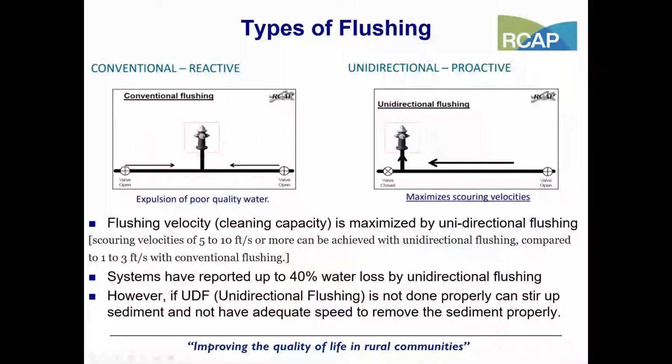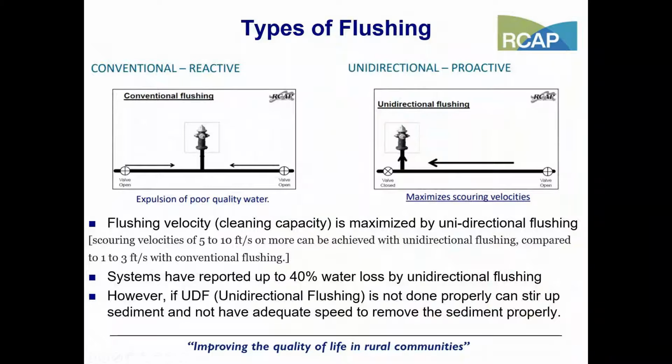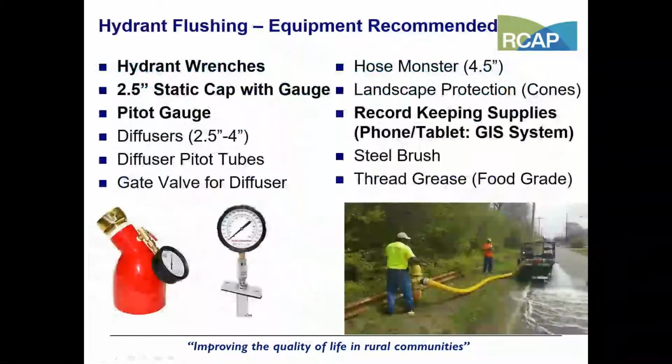So conventional is going to be better than nothing, but unidirectional flushing is going to be better because you're going to get higher velocities, and you're going to be able to flush more sediment out. So it's just utilizing the design of your system.